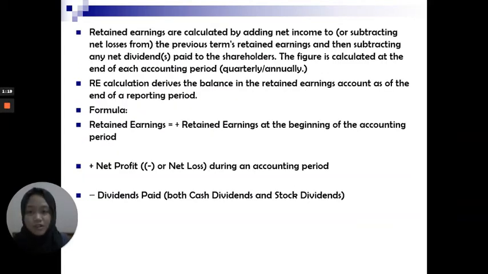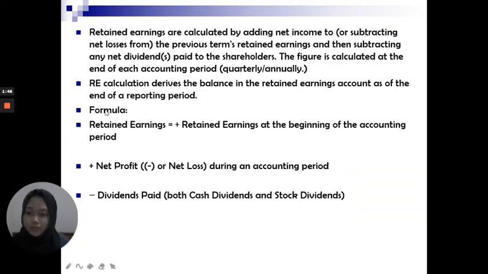Retained earnings are calculated by adding net income or subtracting net losses to the previous term's retained earnings and then subtracting any net dividends paid to the shareholders. The figure is calculated at the end of each accounting period, quarterly or annually. Retained earnings calculation derives the balance in the retained earnings account as of the end of a reporting period.